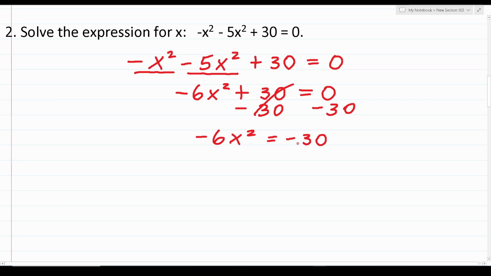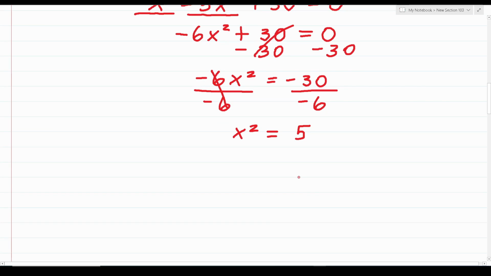Again, our goal is to solve for x. So as my next step, I'm going to divide both sides by negative 6. This crosses out here, leaving you with just x squared over there. Negative 30 divided by negative 6. A negative divided by a negative is going to be a positive. In fact, negative 30 divided by negative 6 is going to be positive 5.